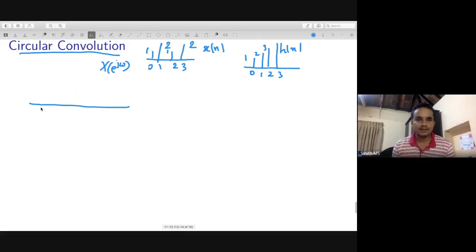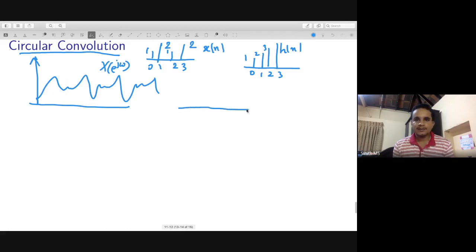Yes, thank you. So you have this 1, 2, 1, 2, which is x of n, and X of e raised to j omega, which is the discrete time Fourier transform, which will be periodic because this x of n is discrete. So let us assume that the signal is something like this. Let us assume that this is a periodic signal, and since this has just 4 values and h of n also has 4 values, this is also discrete, so this is also going to be periodic.